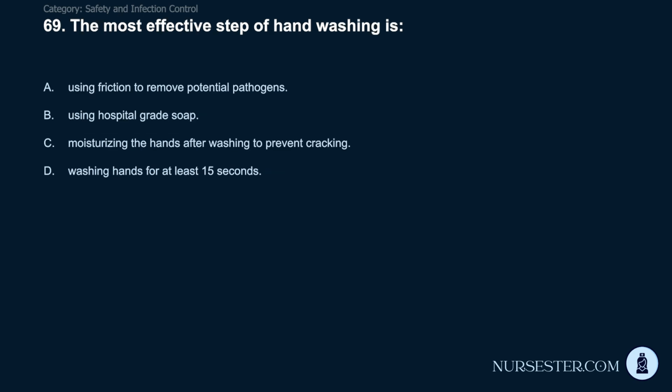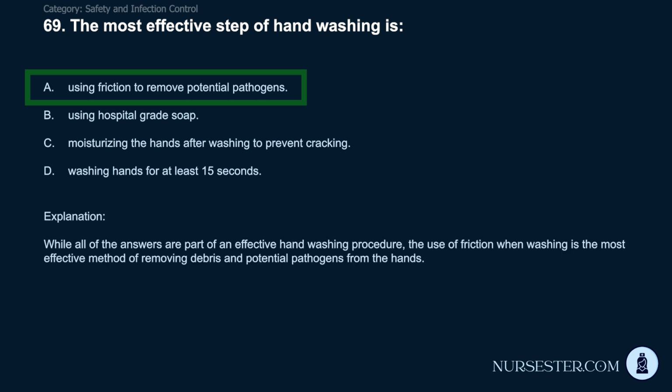69. The most effective step of hand washing is A. using friction to remove potential pathogens. B. Using hospital-grade soap. C. Moisturizing the hands after washing to prevent cracking. D. Washing hands for at least 15 seconds. Correct answer, using friction to remove potential pathogens. While all of the answers are part of an effective hand washing procedure, the use of friction when washing is the most effective method of removing debris and potential pathogens from the hands.